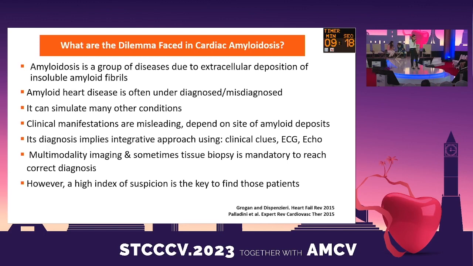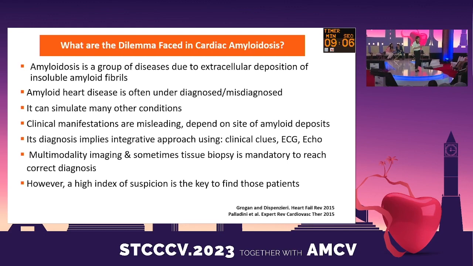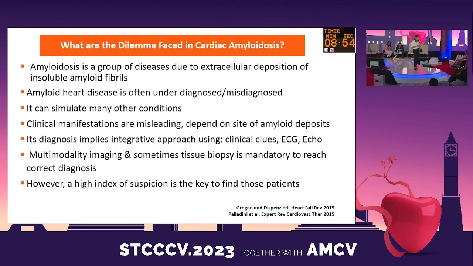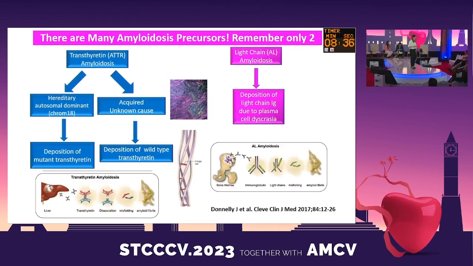So amyloidosis is a group of diseases that is due to extracellular deposition of insoluble amyloid fibrils. Amyloid heart disease is often underdiagnosed or misdiagnosed everywhere in the world, not only in Riyadh, not only in France, because it can simulate many other diseases, and clinical manifestations are misleading and depend on the site of amyloid deposit. Its diagnosis implies an integrative approach using clinical clues, EKG, echo, sometimes MRI, and multimodality imaging, and sometimes tissue biopsy is mandatory to reach the diagnosis. However, please remember, a high index of suspicion is the key to finding these patients.